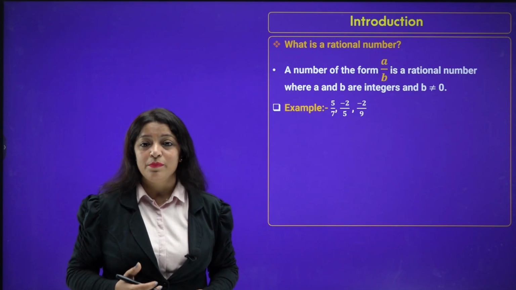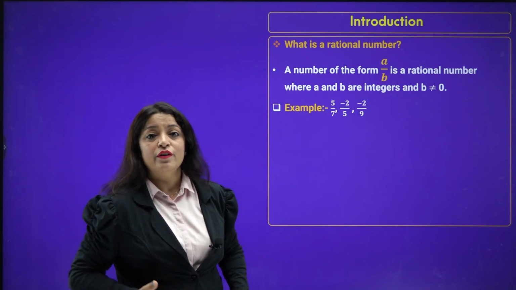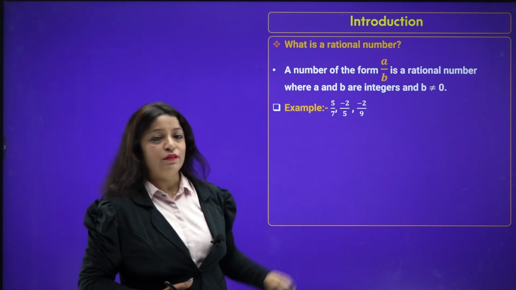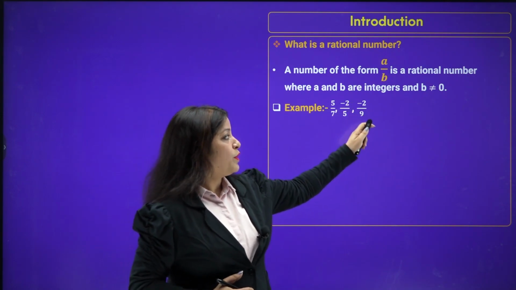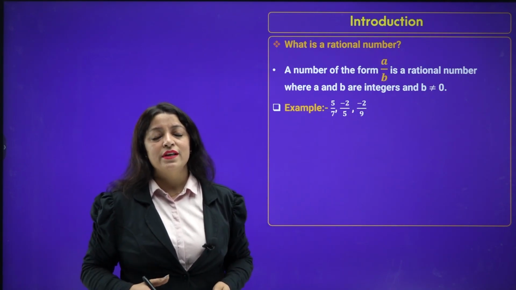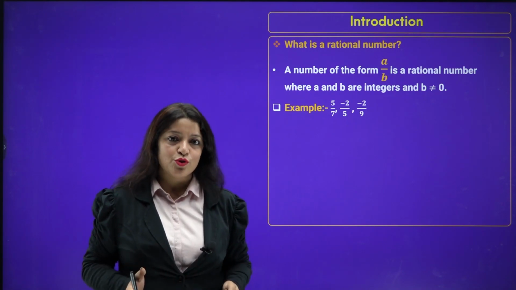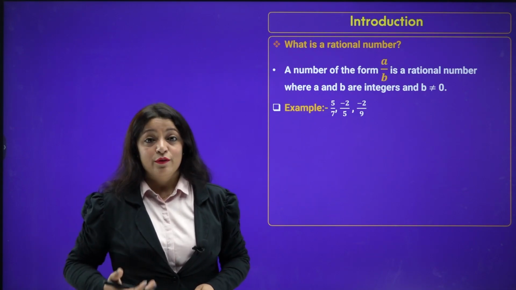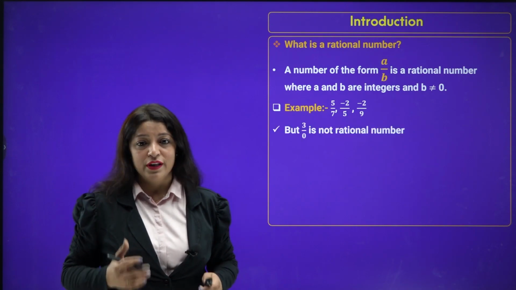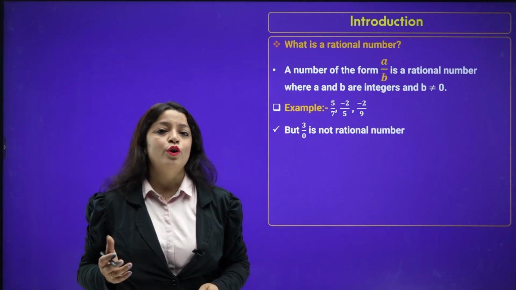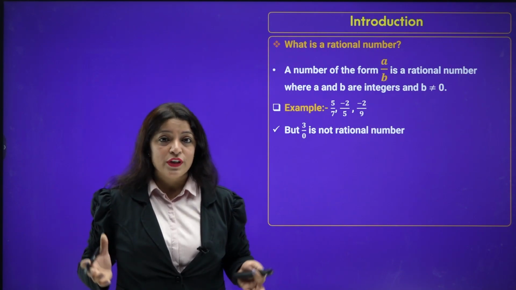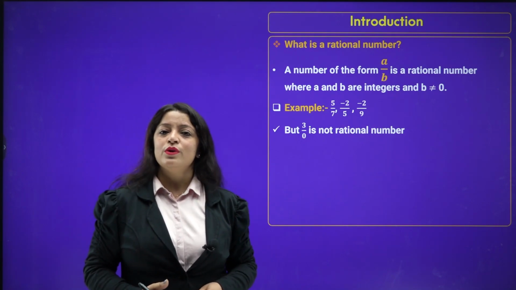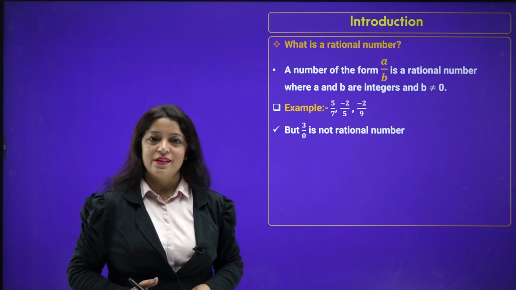So we can have a look at some examples. You can see 5 upon 7. Now here when we see 5 and 7, they both are integers. Similarly, minus 2 and 5, they both are integers. Minus 2 upon 9, they both are also integers. So we can say here that a and b both need to be integers for a upon b to be a rational number. Now, what if in the denominator there is 0? For example, 3 upon 0, this will not be a rational number, because of course we cannot divide 3 by 0, which is not possible. So anything with the denominator as 0 is not defined in this case.